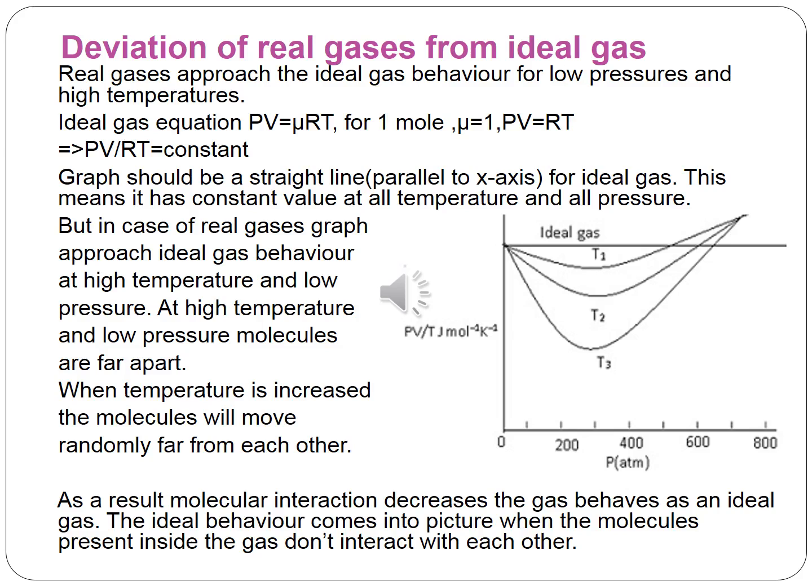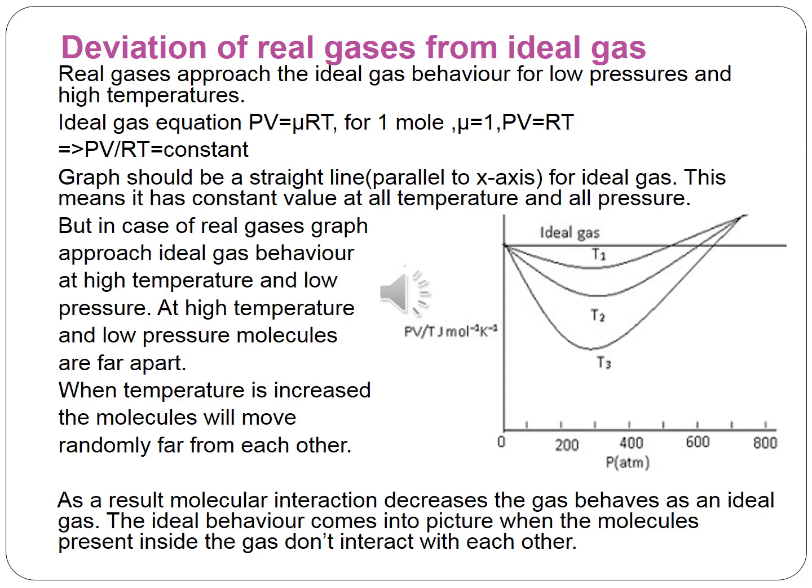When we draw a graph by taking pressure P along the x-axis and PV by T along the y-axis, we will get a straight line which is parallel to the x-axis for an ideal gas. This means that it has a constant value at all temperatures and pressures. But in the case of real gases, the graph approaches ideal gas behavior at high temperature and at low pressure.